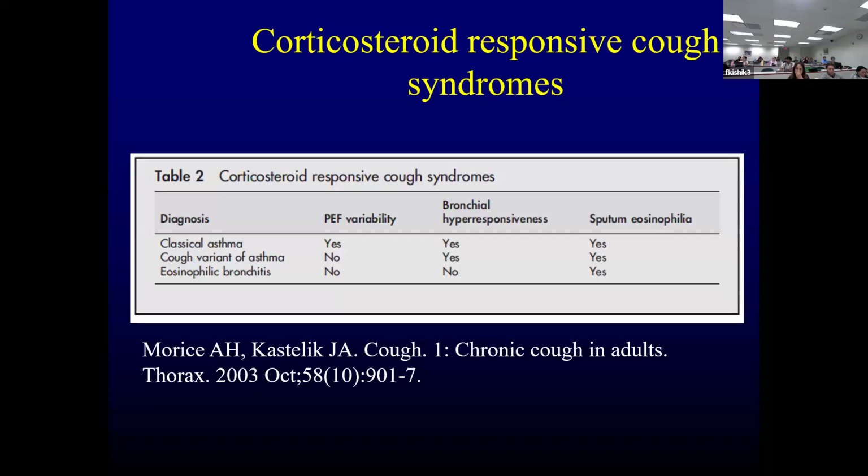Again, I haven't talked about sitagliptin yet. Yeah, it's there on the slide. Don't change anything. Sitagliptin is there. Of course, it causes chronic cough. So just say that. Where was I?